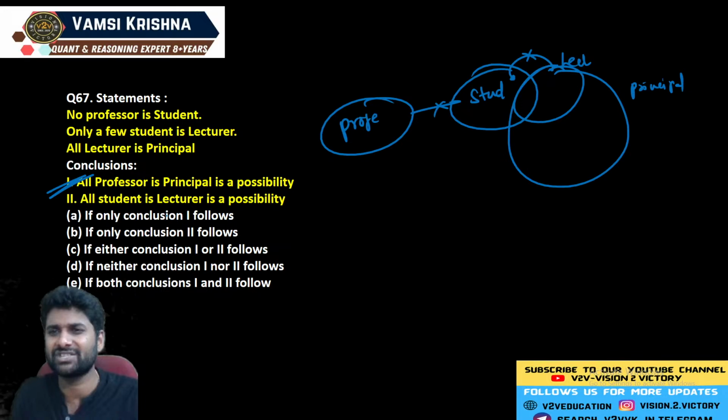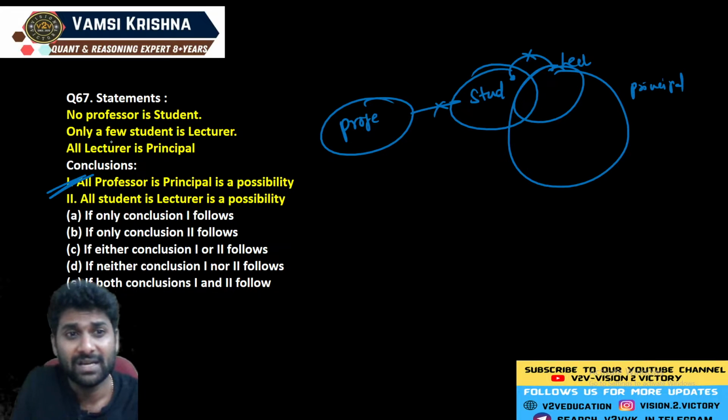Now, all student lecture is a possibility. Is it possible all student can be a lecture? It's not possible. Why? Because they clearly mention that only few students are lecture. We can't place all students in the lecture. It's not possible. Conclusion one is valid, guys.